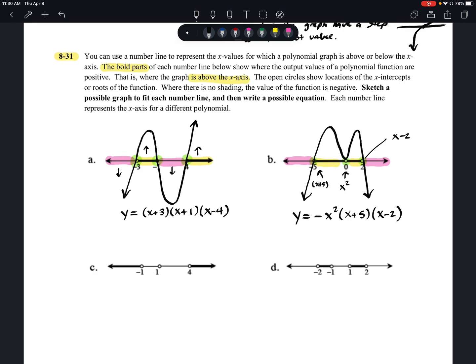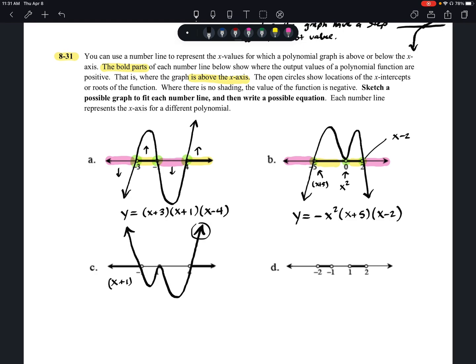All right, moving on to letter C. With this one, I can tell that it's above the x-axis on the left. So I know I'm going to start up here. And I know it's going to end above the x-axis. It looks like everything else is going to be below, except for where it touches. So I'm going to go down. It's got to come up and touch the x-axis at 1, but I can't cross because it's not bolded. So I'm going to bounce back down. And then I'm going to come up through this one. So positive orientation. And then it looks like we've got a factor of x plus 1.